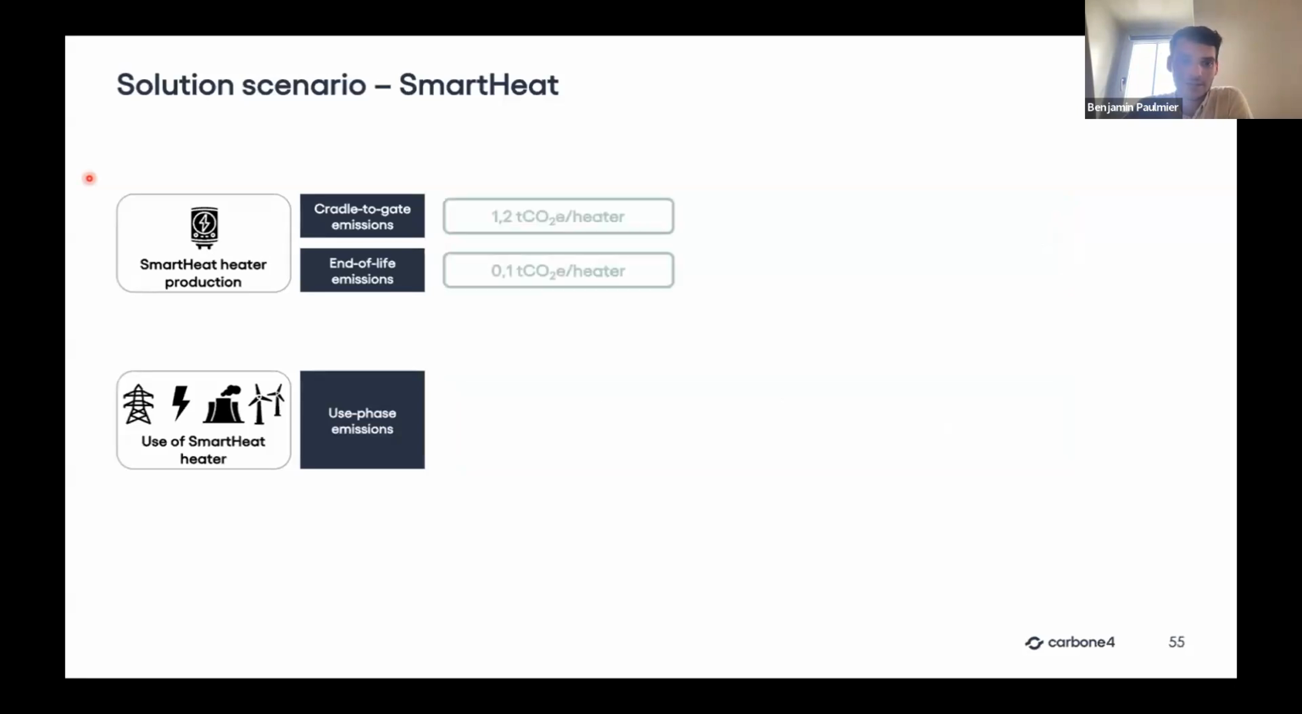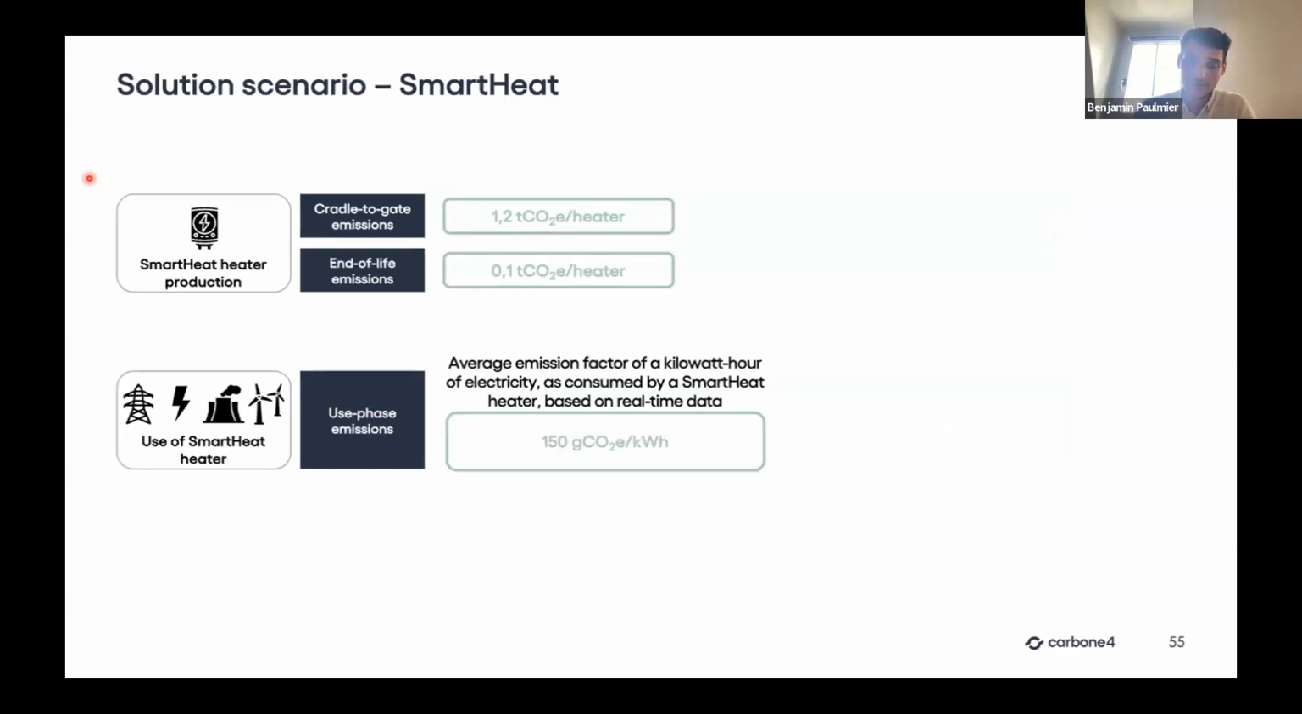So the cradle to gate emissions and the end of life emissions are in their product LCA, life cycle analysis. And for the use phase emissions, they're going to look at the average emission factor of electricity in Germany as consumed by a Smart Heat heater over 10 years, based on all the real data that they gathered. So let's say that the average emission factor for Germany may be, for the next 10 years, 250 or 300 grams of CO2 per kilowatt hour.